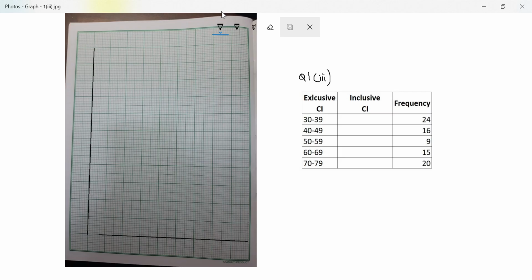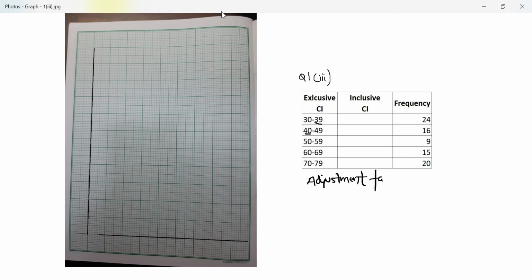Hi boys, let's start question number 1 part 3. Question 1 part 3 is also draw a histogram, but notice that in this case this is an exclusive class interval, which means this and this are not equal, which means I will have to find the adjustment factor first.